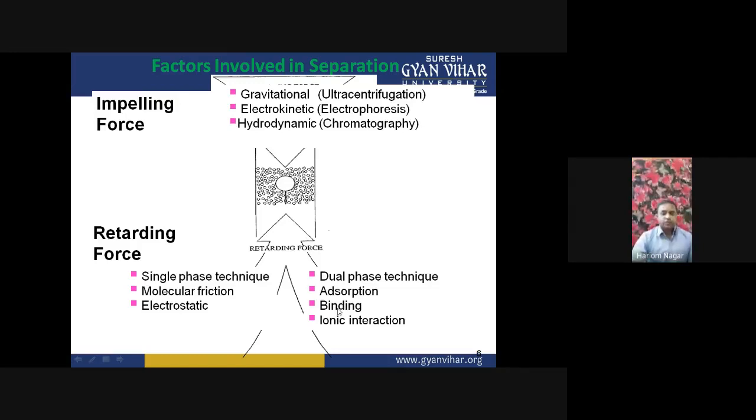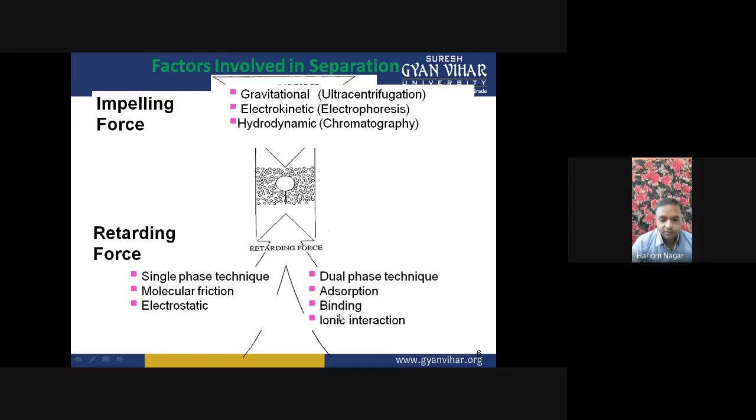So in the dual phase technique, there will be binding of the component with the stationary phase. If they bind with the stationary phase strongly or for more time, then they will be retarded for more time. And if they bind with poor strength, then their migration would be greater.